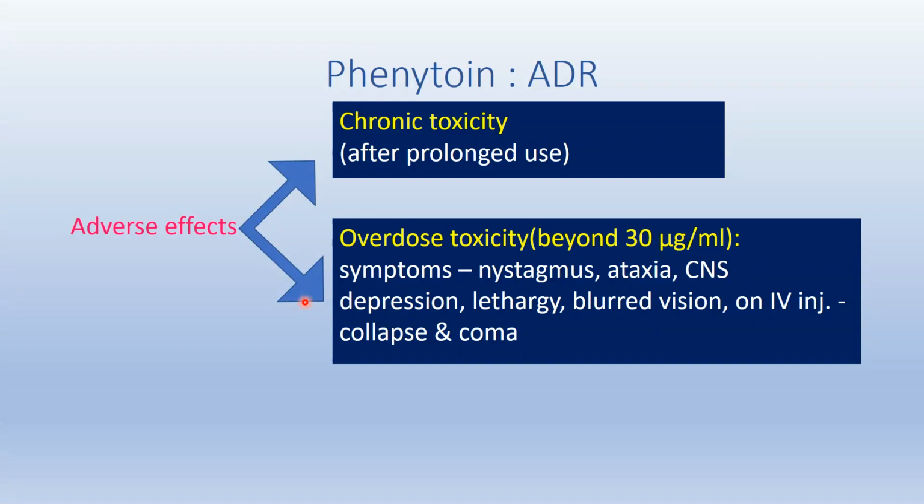As I already mentioned, phenytoin lost its sheen due to a lot of adverse effects. Then what are these adverse effects? They are primarily grouped into two: chronic toxicity, which is seen after prolonged use, as well as overdose toxicity when high doses are given. Mainly, overdose toxicity includes nystagmus, ataxia, CNS depression, lethargy, blurred vision, and on intravenous injection when high doses are given, collapse and coma can occur.